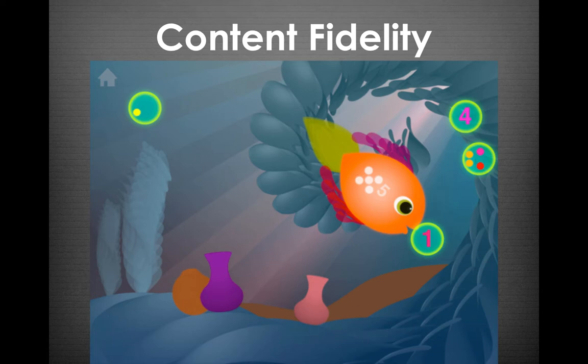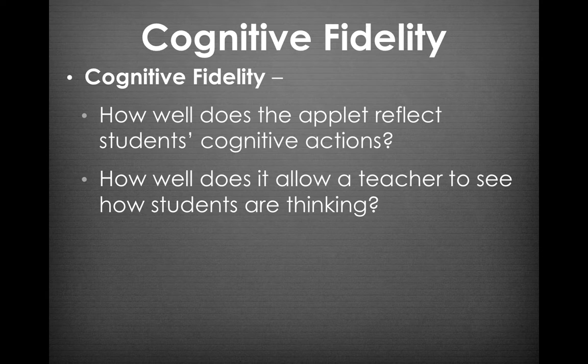Okay. So the next type of fidelity is cognitive fidelity, and this really lets you think about how students are thinking when they're using the program. Does a program allow you to see how students are thinking? How well does the applet reflect what the students want to do? Because I've seen software where students want to do something that should be allowed mathematically or by the content, but the software says, no, you can't do that. So you want to think, does it allow students to do and think in unique ways?